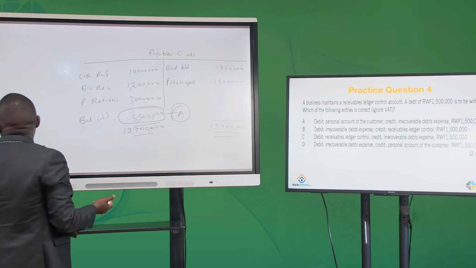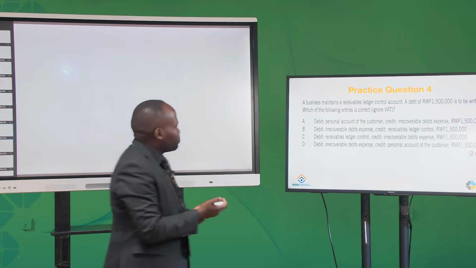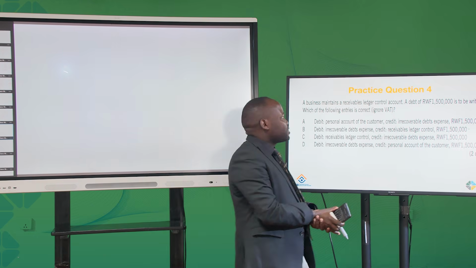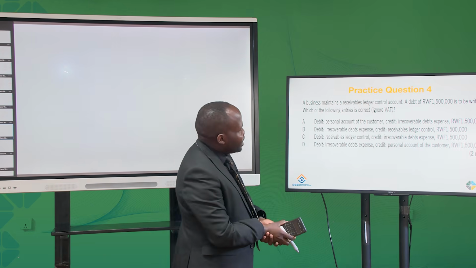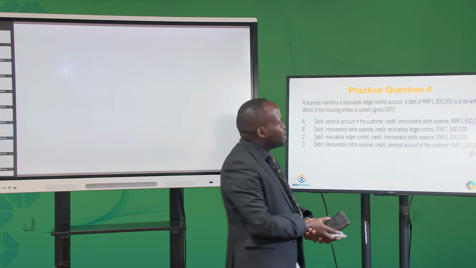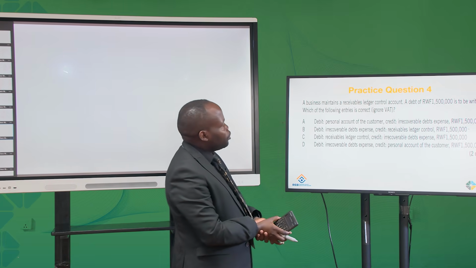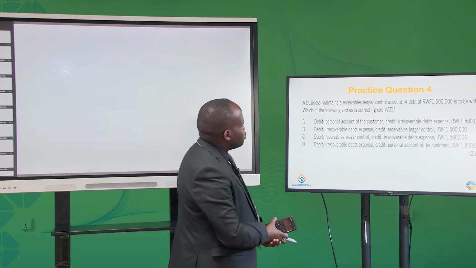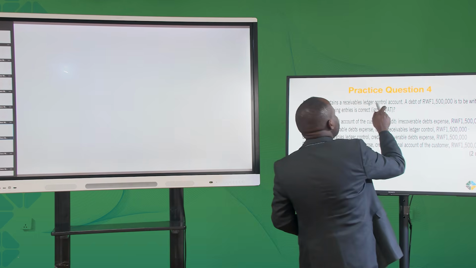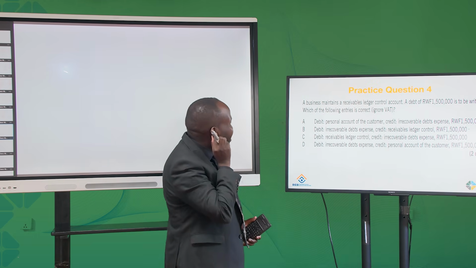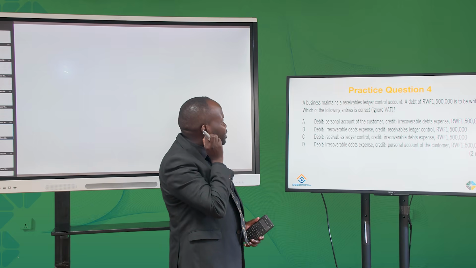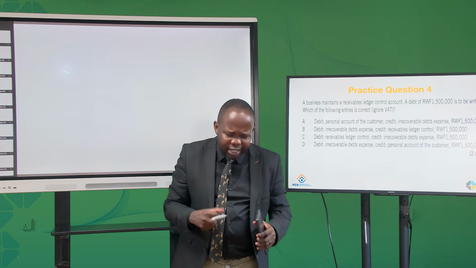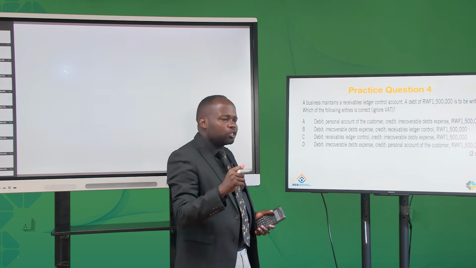Question number 4. A business maintains a receivables ledger account. A debt of 1.5 million is to be written off. Ignore VAT. So remember, a debt to be written off will reduce the receivables. The irrecoverable debt will be an expense and the receivables will be reduced.